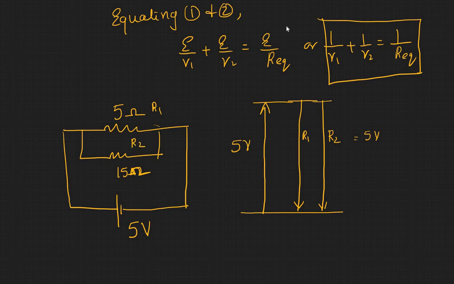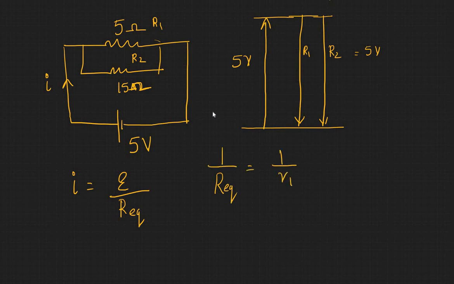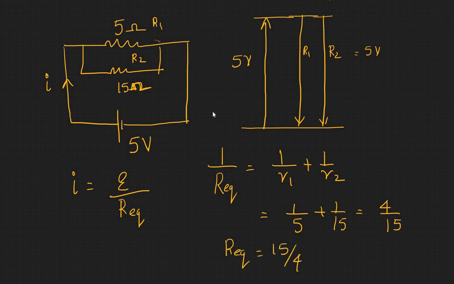To find the current I, we can say that I would be equal to E divided by R equivalent, and my R equivalent I can find out by this equation, 1 by R1 plus 1 by R2. Now this is equal to 1 by 5 plus 1 by 15, that will be equal to 4 by 15. So my R equivalent is 15 divided by 4 ohms.